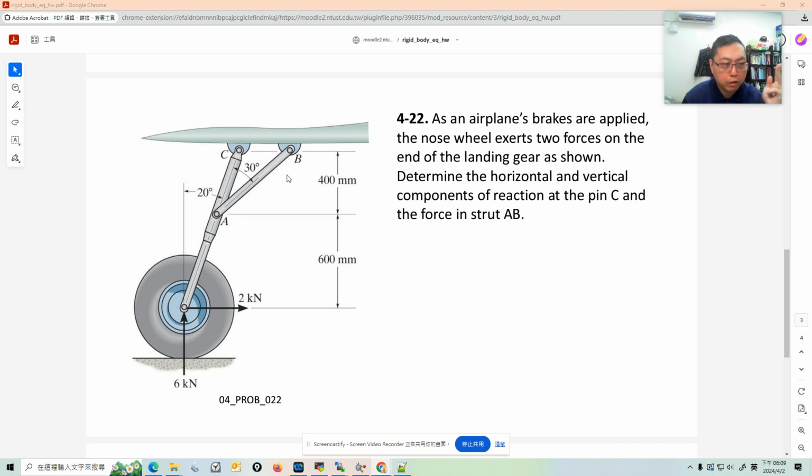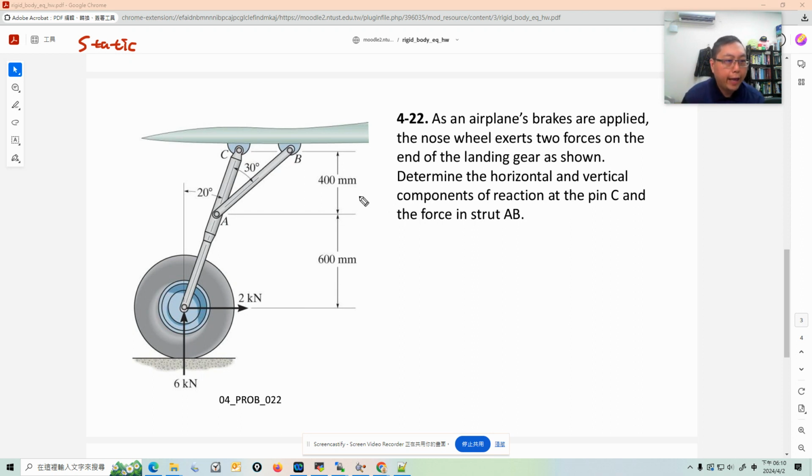AB. So this is a very typical support reaction calculation. If you want to calculate the support reaction, all you have to do is rigid body equilibrium, because everything is statics. This problem can be reduced to a 2D problem. 2D will only have three equations: the x component force equal to zero, the y component force equal to zero, and the total moment equal to zero.